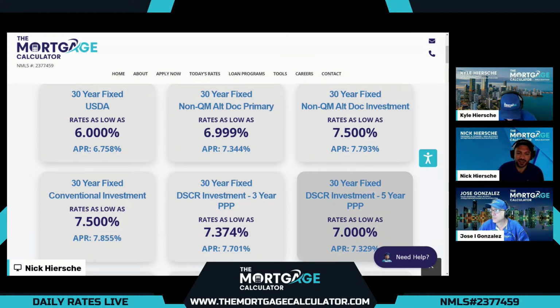It does improve the rates. So rates go down to as low as 7%. Final APR 7.329. So great option for our investors that want to take advantage, and it really beats conventional by a long shot there.